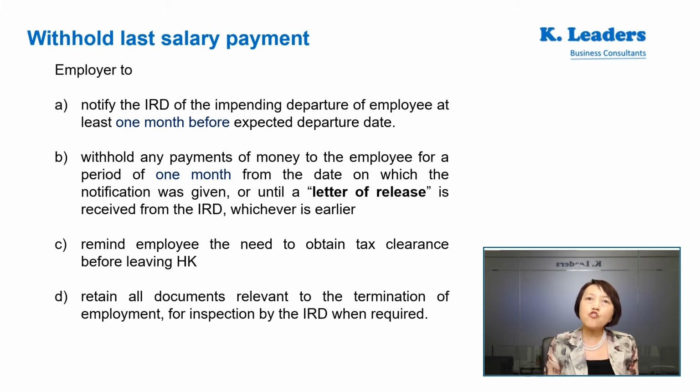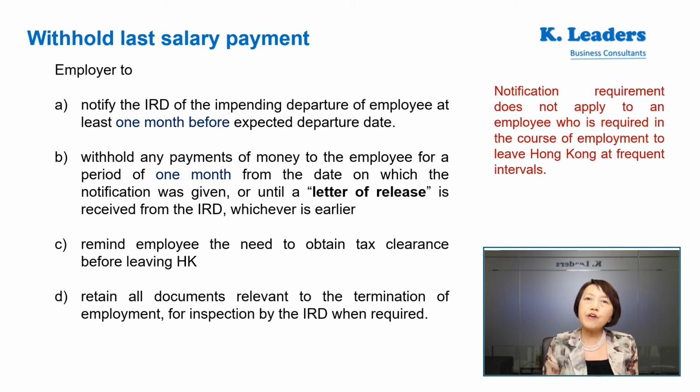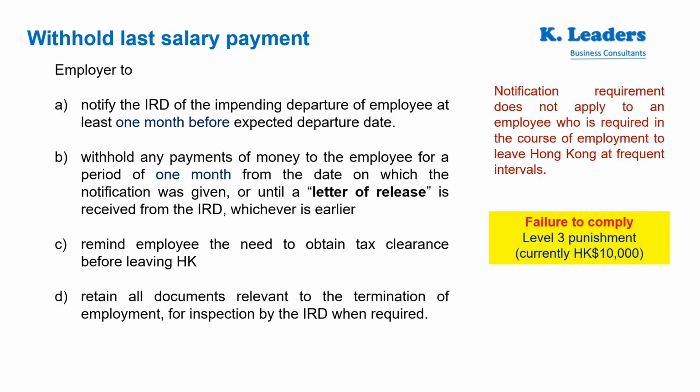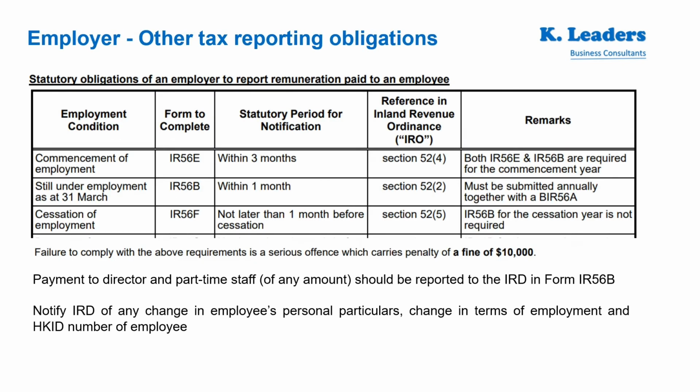The employer has the obligation to retain all records in relation to termination for inspection by the IRD if required. These records may include letter of resignation or dismissal and the calculations regarding the termination payment. For those employees who will frequently travel outside Hong Kong, the said notification requirement may not be required. If the employer fails to comply with the said requirement, they will attract a level 3 punishment, which is currently $10,000 Hong Kong. Upon commencement or termination of employment, the employer has the obligation to report to the IRD in specified form within specified period.